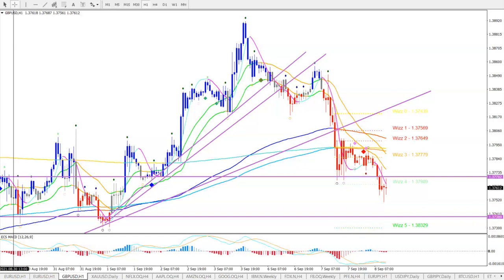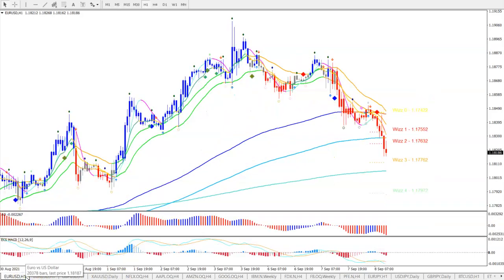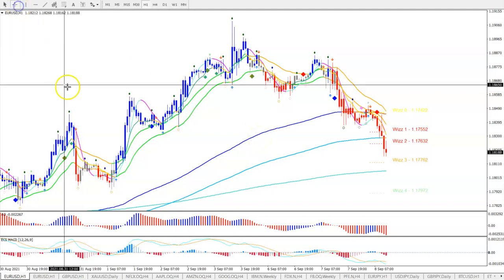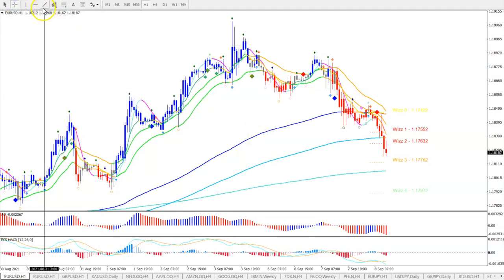So first of all, with the euro dollar, I'm showing you my own SWAT template with SWAT candles and moving averages on purpose because I wanted to show how that retracement and bearish correction took place. That is something I mentioned on Monday.